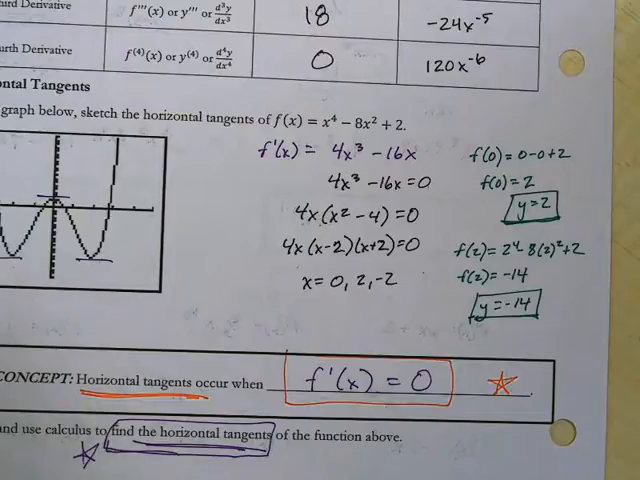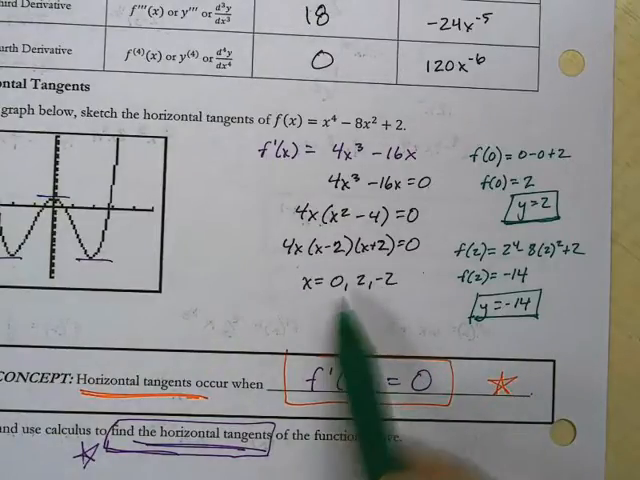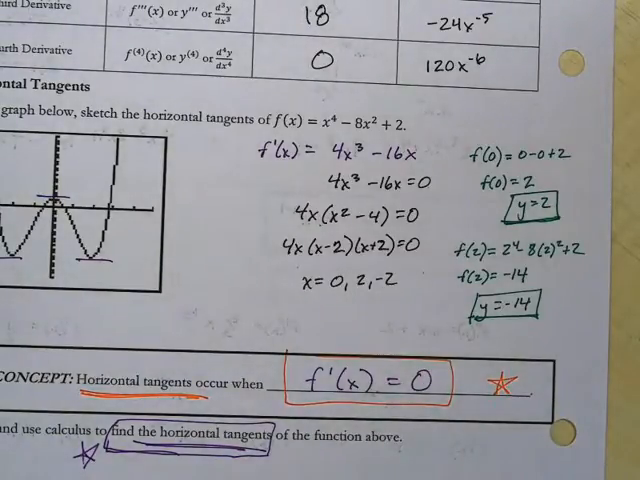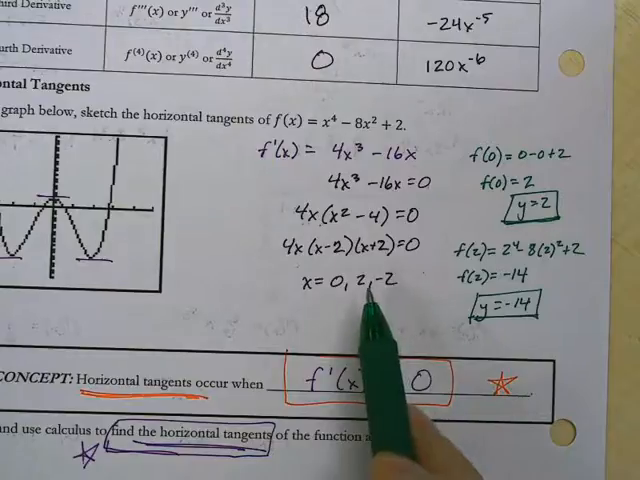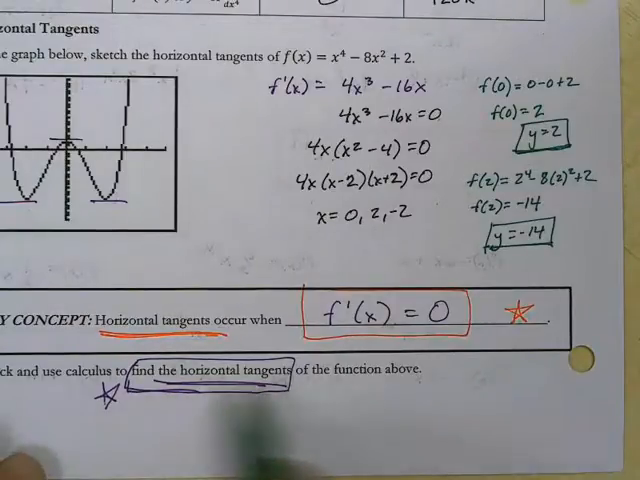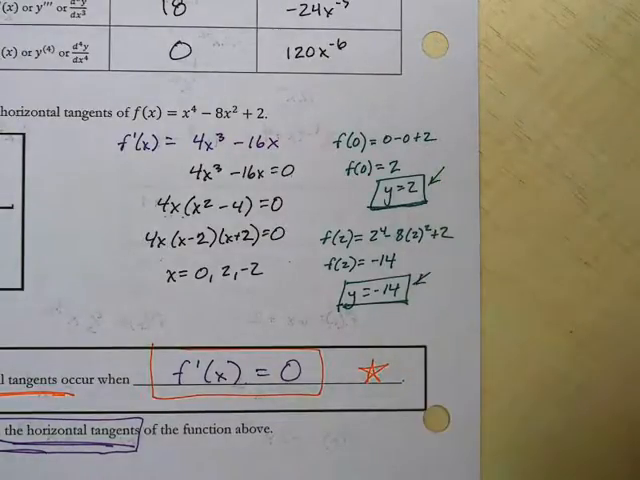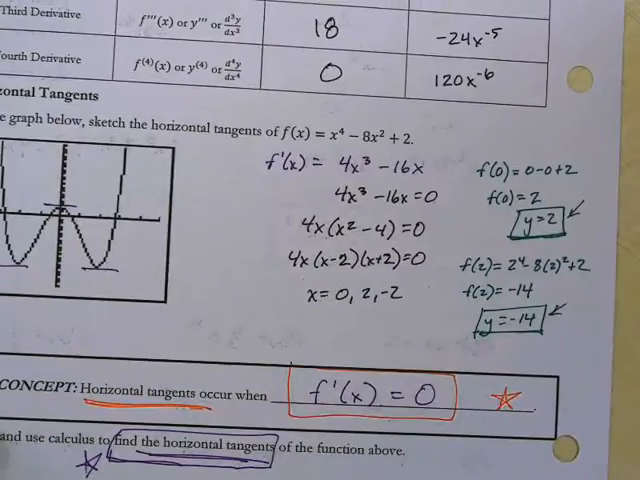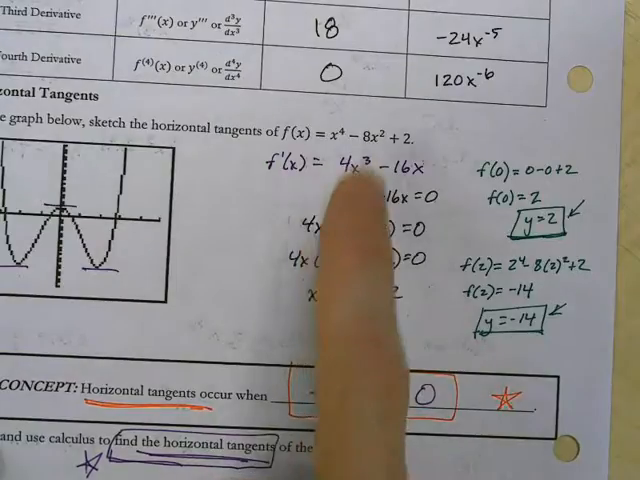If it asks for horizontal tangents, saying x equals is never going to work. If it said, what's the x value that produces a horizontal tangent, well then it's 0, 2, and negative 2. But if it says, what is the horizontal tangent, then you got to plug your x values back in and actually get the y value. Okay? So, you were able to find a derivative quickly. Once you found it, you were able to use it to do something. Alright?